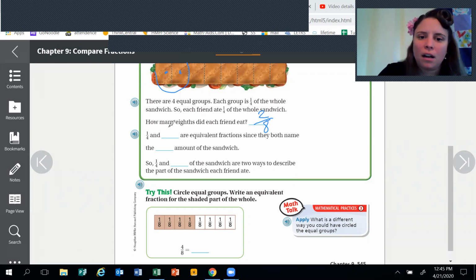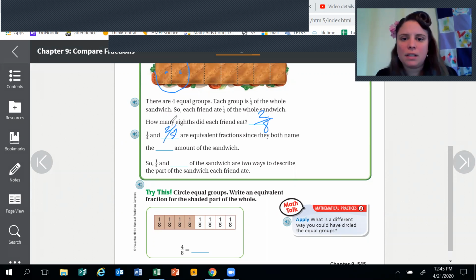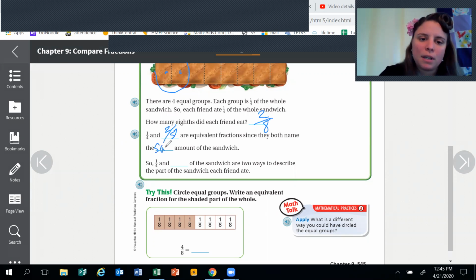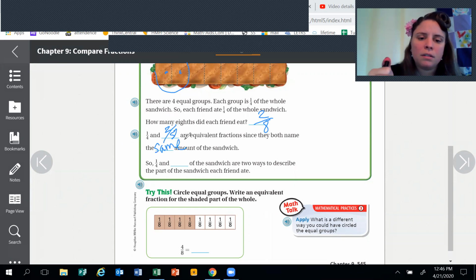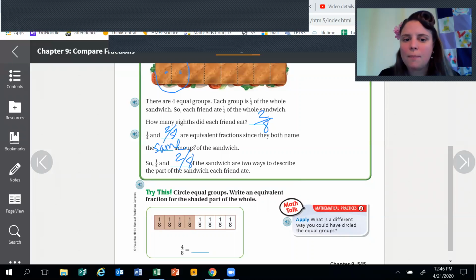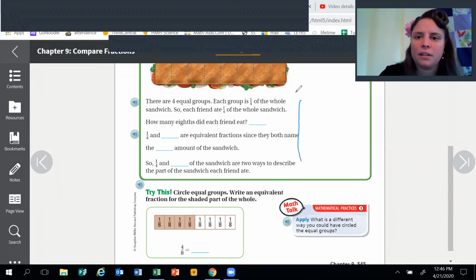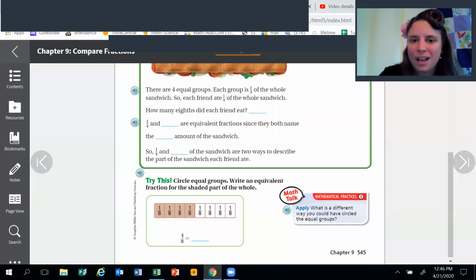1/4 and blank are equivalent fractions. 1/4 and 2 eighths are equivalent fractions since they both name the same amount of the sandwich. So 1/4 and 2 eighths of the sandwich are 2 ways to describe the part of the sandwich that each friend ate. You guys are doing good with this. Equivalent fractions are fun. I like them a lot.